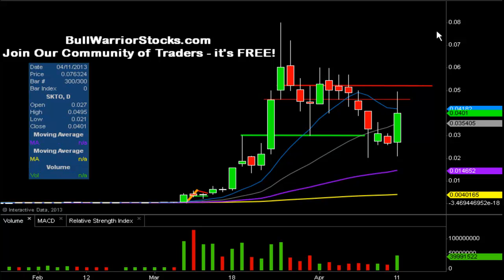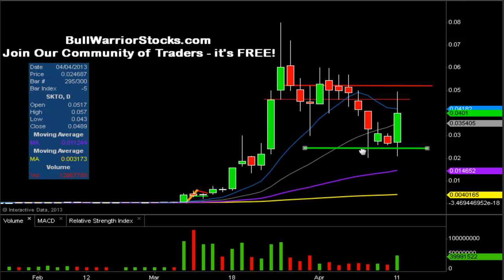So let's just first update things, and what I want to point out is we'll just move this over here because we had a unique, I don't want to say unique, but a nice little stereotypical pattern occur today. You can see back on April 8th, the low was 0.0205. Today's low was 0.021, so pretty darn close.